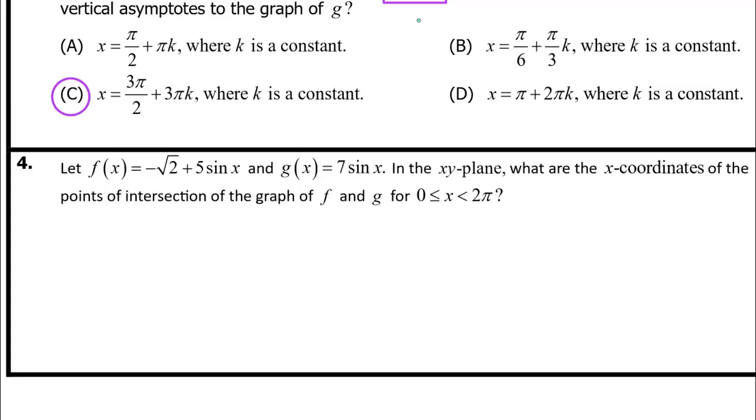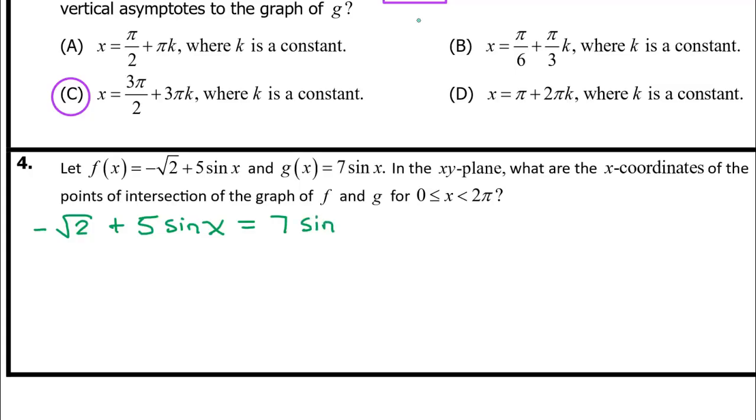Number 4, let f of x equal this expression, and let g of x equal this expression. In the xy plane, what are the x-coordinates of the points of intersection of the graph of f and g on the interval from 0 to 2 pi? The intersection points will be where these two functions are equal. So we need to begin by setting these equal to each other. So we have negative radical 2 plus 5 sine x is equal to 7 sine x.